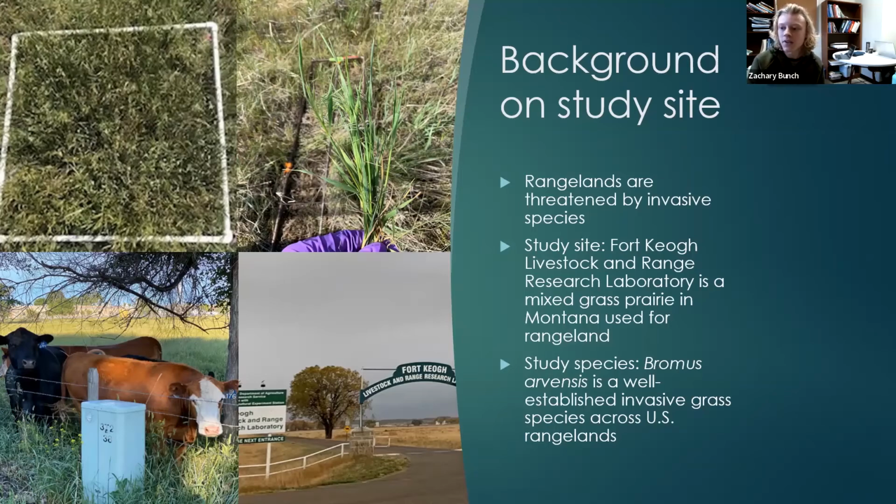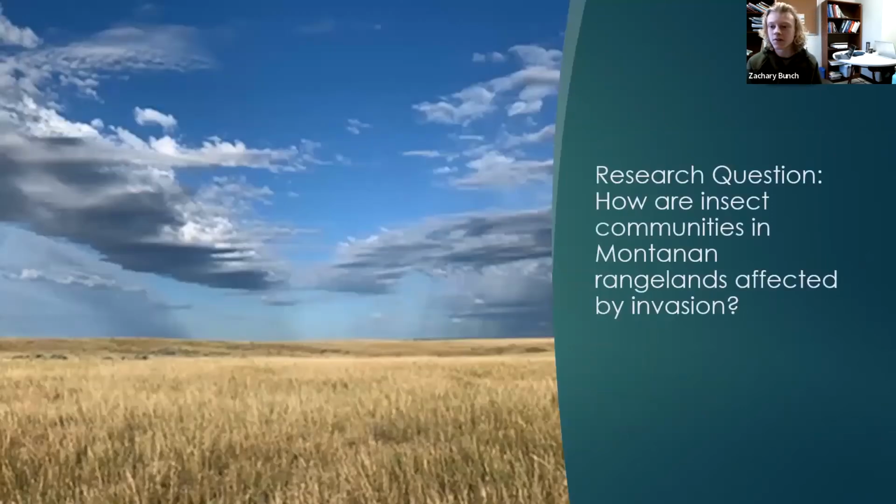Essentially, this area is not only actively used for ecological research, but also serves as a working rangeland that's important for biodiversity, livestock production, and many other ecosystem services. But once again, it is all threatened by invasion. So this brings us to our research question. How are insect communities in Montana rangelands affected by invasion? In this case, the presence of Bromus arvensis.